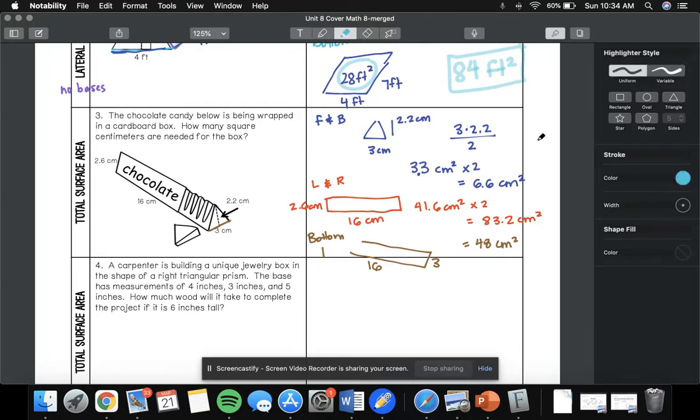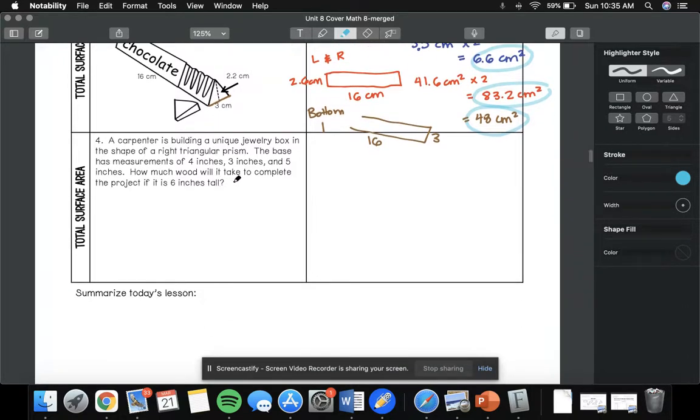Then to find the total, we would add the front and the back, the little triangles. We would do the big sides, the left and the right side, and we would add the bottom to it. So 48 plus 83.2 plus 6.6, and we get 137.8 square centimeters needed to cover this chocolate bar.